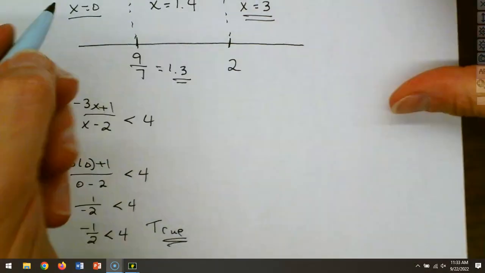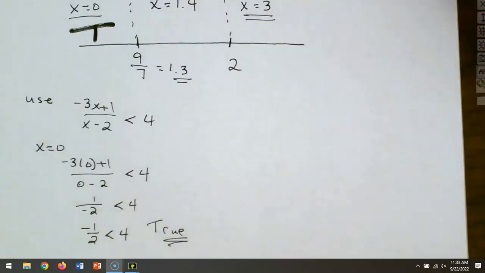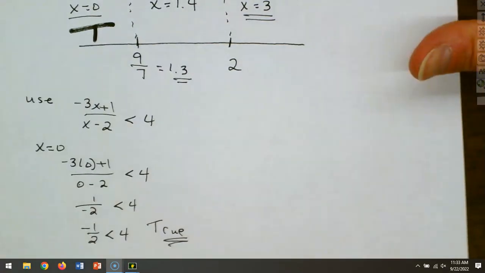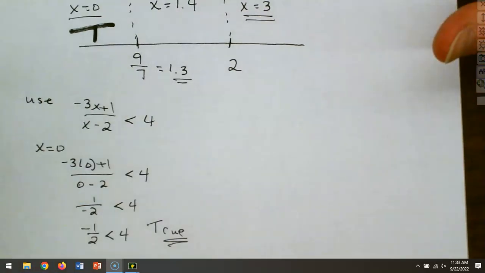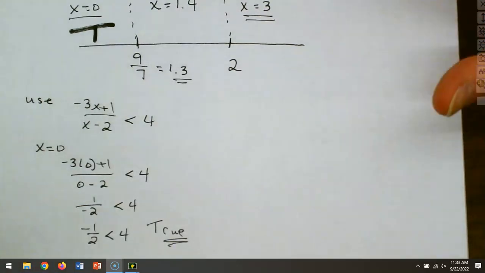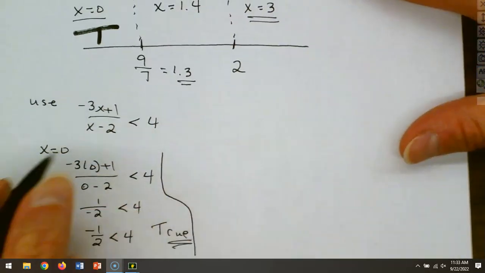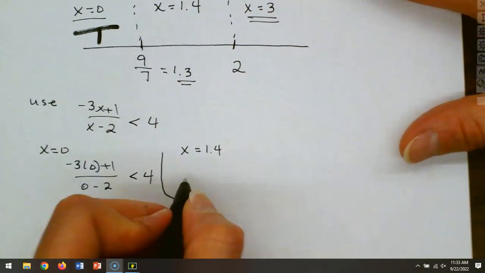That means then this region is true. Most of the time, they're going to switch back and forth, but you have to check. It should be true, false, true, but we have to check because there are cases where it deviates from that, so check each region. Now let's pick the 1.4 and check it out.